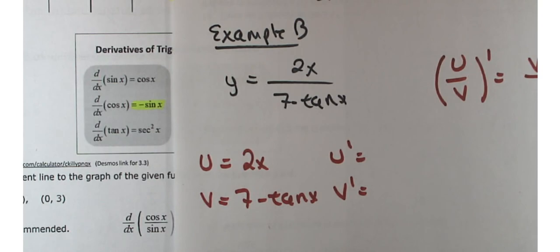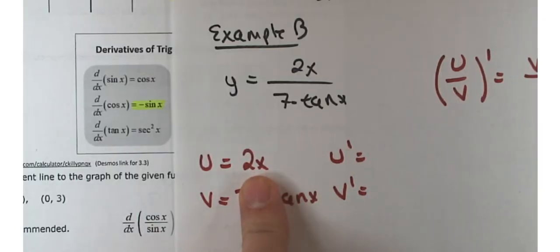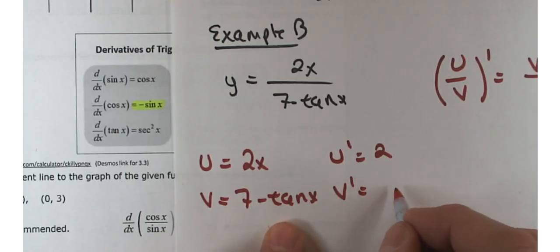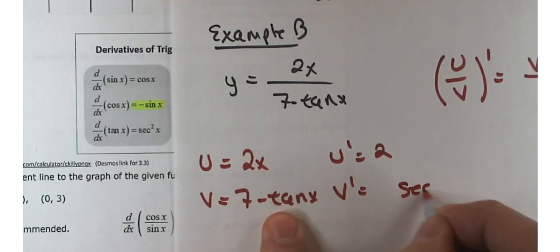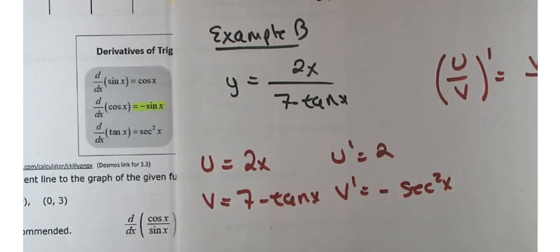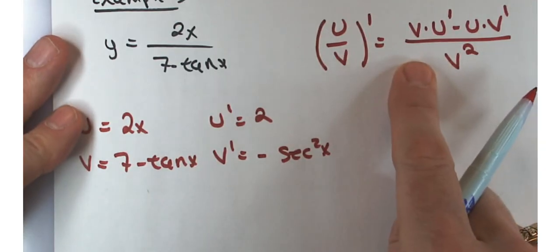Help me out. What's the derivative of the first one? 2. Nice. Thank you. And let's see. Arlie, how about the derivative of the second one? All right, derivative of tangent is secant squared x. Good. There's also that minus out in front of it, which doesn't go away exactly. So it's just going to be minus secant squared.